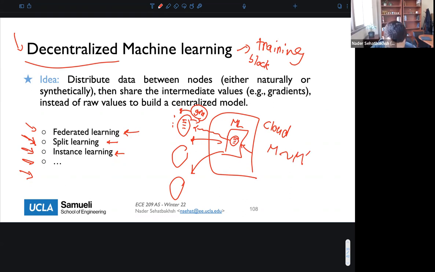So if we can achieve this, getting reasonable accuracy, then the server never sees the actual raw records here, right? The only thing that the server will see is this partial gradient here, which does not have enough information to recover the individual records, right?